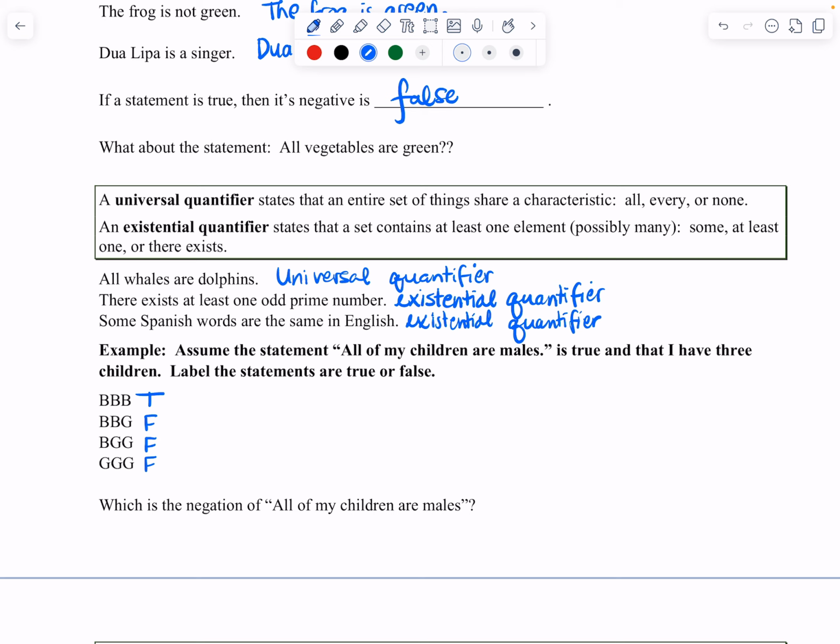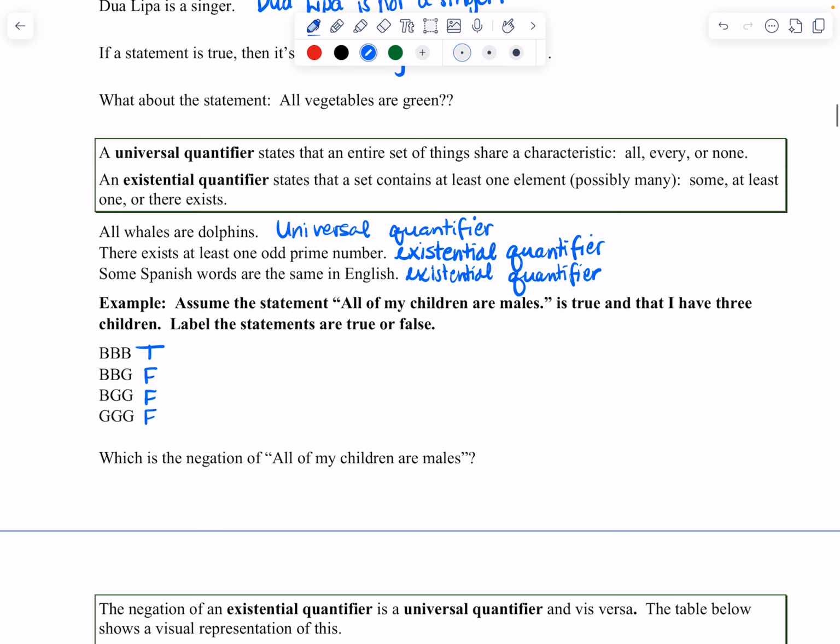So we have to write up all as this. Some of my children are not males. And that would take care of all of these 3 scenarios.